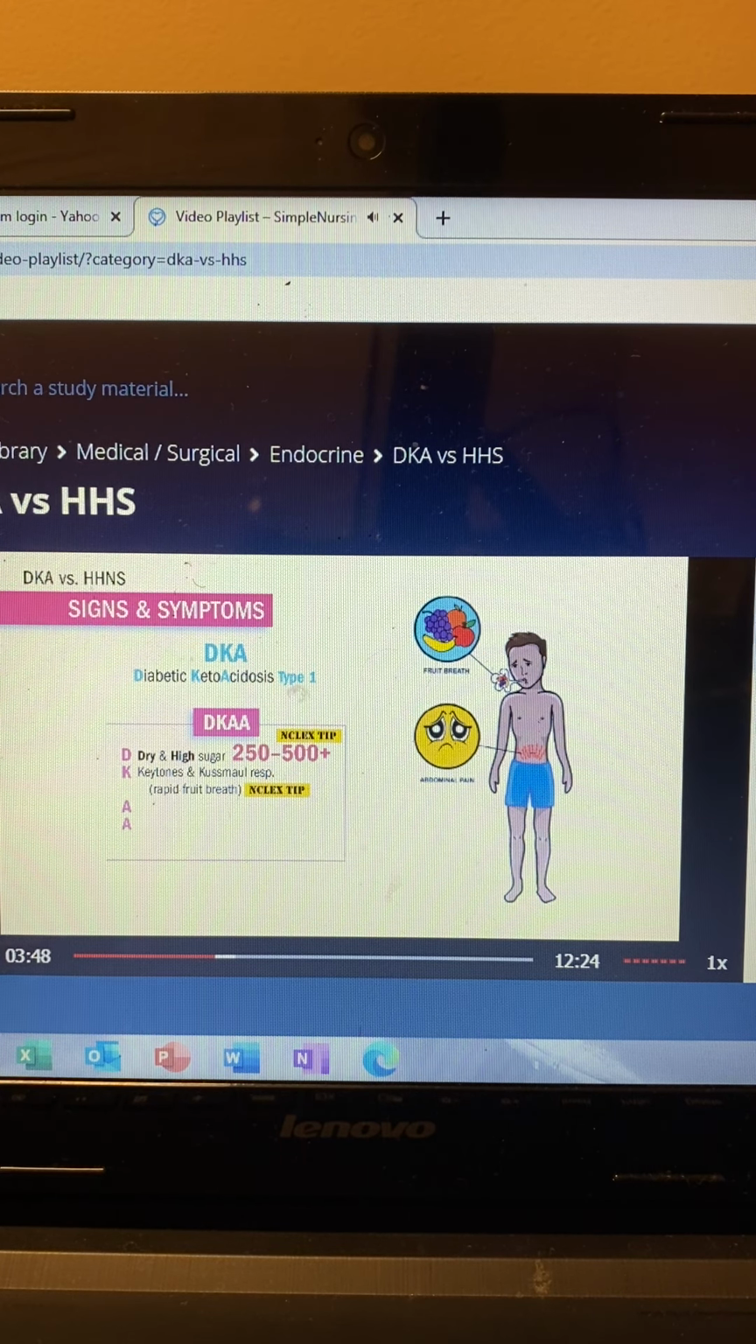Now next, our A is for abdominal pain, which is a huge NCLEX tip. HHNS does not have abdominal pain, only DKA, typically on the NCLEX. And our last A is for acidosis, metabolic acidosis, guys. Huge NCLEX key number here. Write this down. pH 7.35 or less. Huge number on the NCLEX. It will always show up on exam questions.